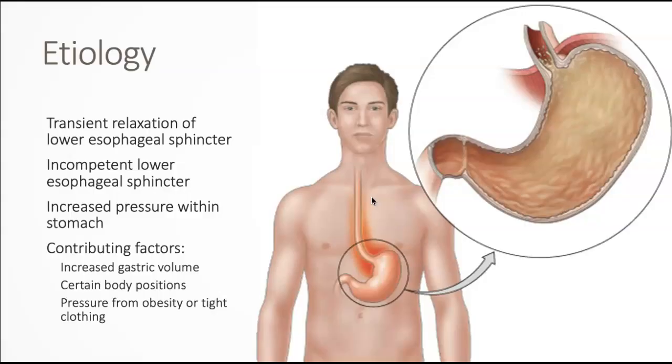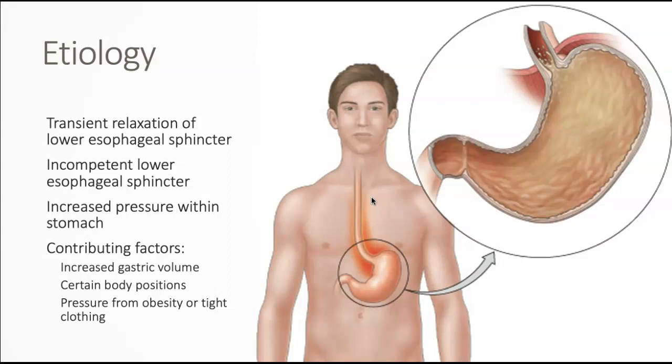The etiology of GER: there is relaxation of the lower esophageal sphincter, which relaxes to let the food bolus pass through and go into the stomach to go on through digestion. The sphincter can be incompetent, as they call it, so it's just not working right, or there's increased pressure within the stomach, causing the contents to bust through the sphincter and get back up into the esophagus.